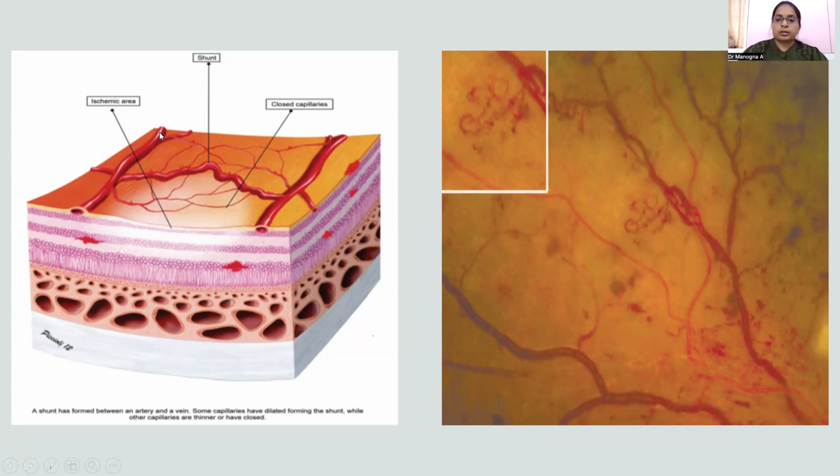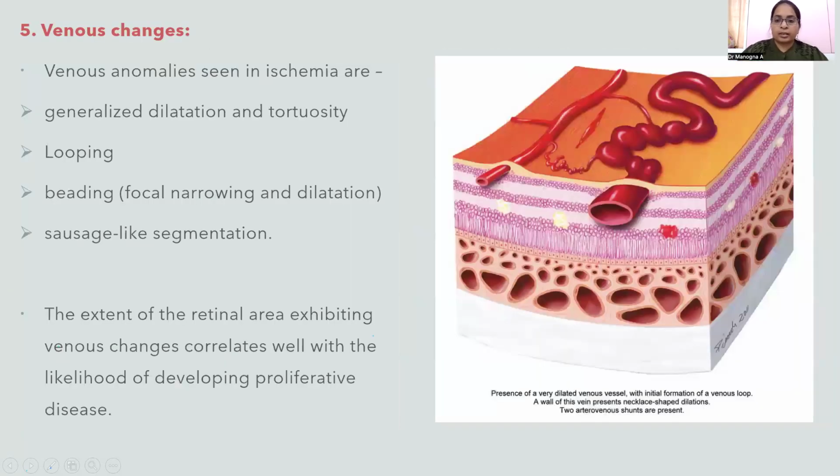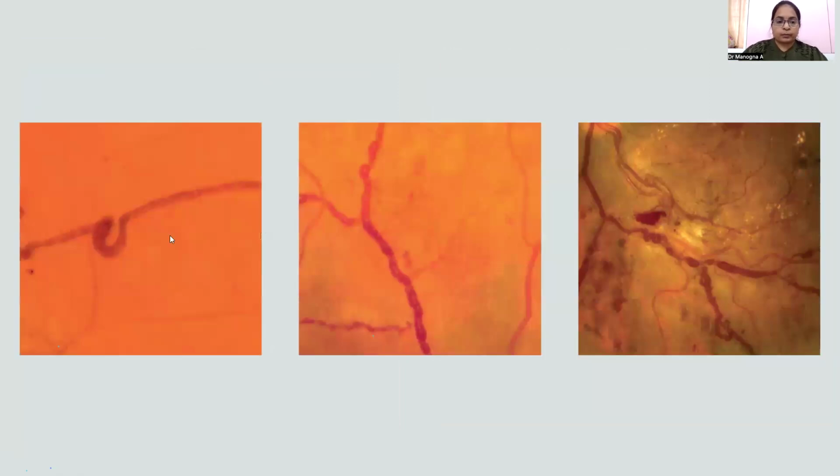Coming to venous changes, venous abnormalities are also seen in diabetic retinopathy. The most commonly seen ones are dilatation and tortuosity. All of them you can see in the image to your right: dilatation and tortuosity, looping, beading, and sausage-like segmentation. Looping of the blood vessel is on your left, venous beading in the center, and sausage-like segmentation to the right. These are the clinical signs that you should know for the exam.